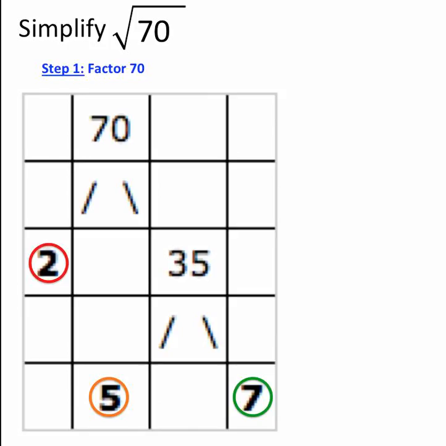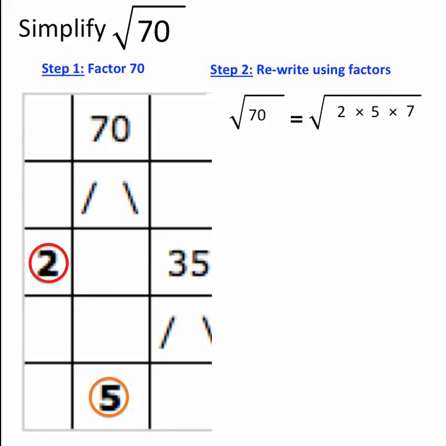Now that I know my factors, I can use them to rewrite the original expression using those factors. So I can say that the square root of 70 equals the square root of the product of the factors of 70. So in this case, radical 70 equals radical 2 times 5 times 7.